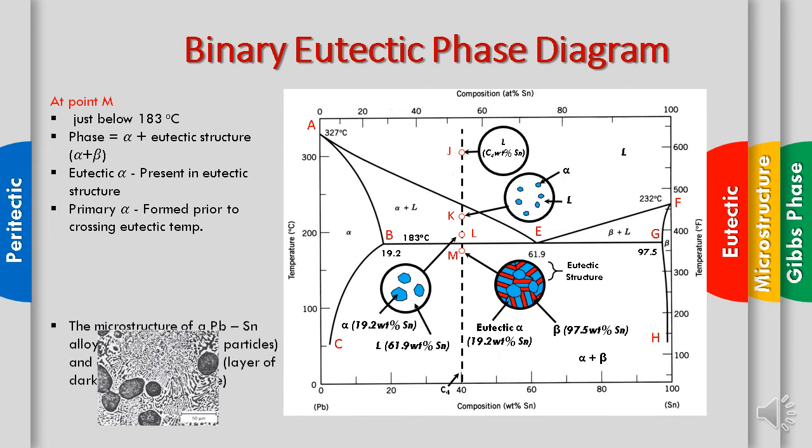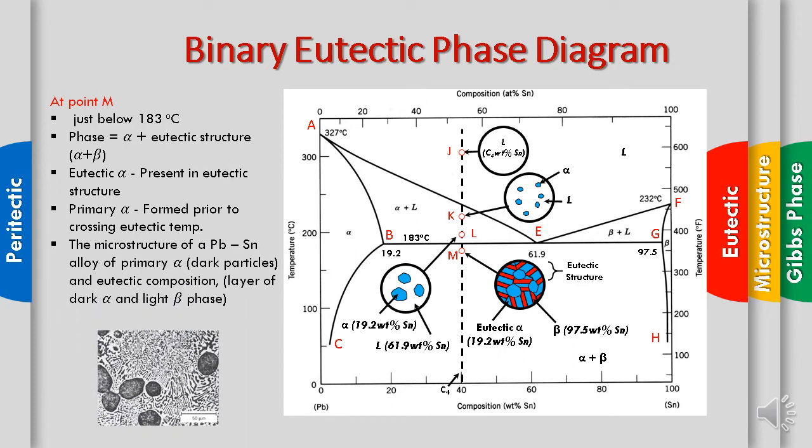And then we have the microstructure of the lead-tin alloy with primary alpha. Basically, in the real picture taken from the scanning electron microscope, we can see from this diagram that the bigger circular dark-colored region is basically the alpha.